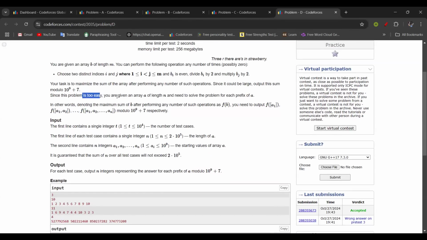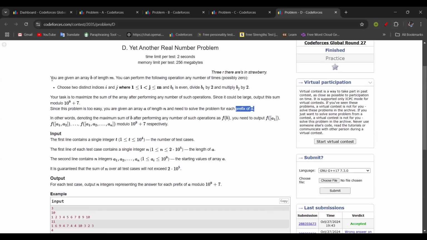Since this problem is too easy, you are given an array A of length n and need to solve the problem for each prefix of A. So for every prefix of A, you need to find the maximum sum of the array you can get if you can perform this operation any number of times. What is this operation? Just select any index i such that i is less than j and Bi is even, divide Bi by 2 and multiply Bj by 2. You divide the value at index i by 2 and multiply some other value at a forward index by 2.